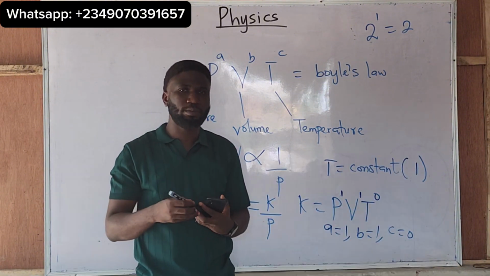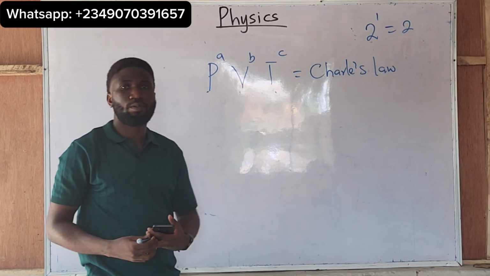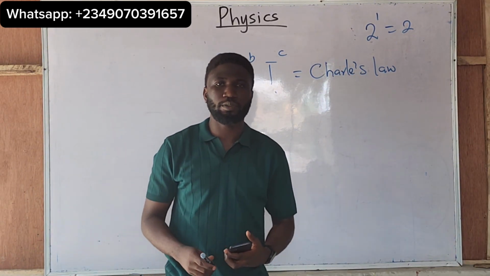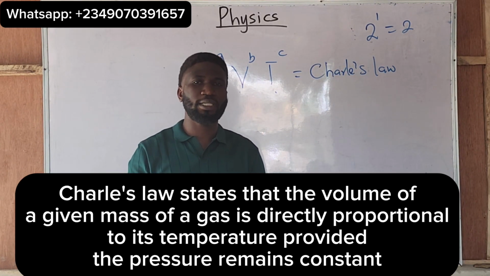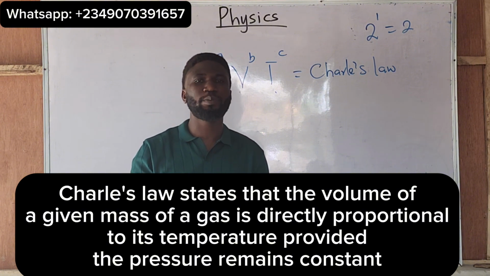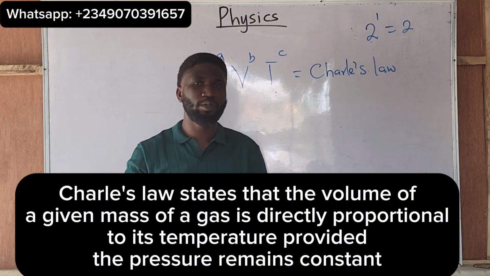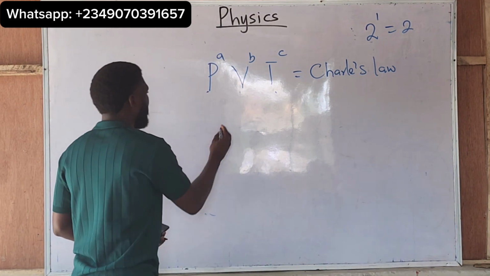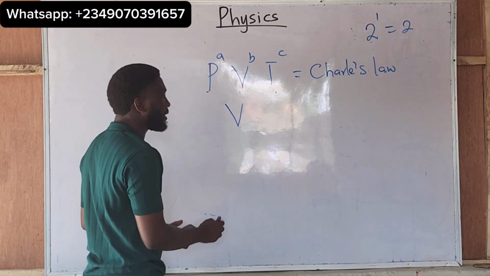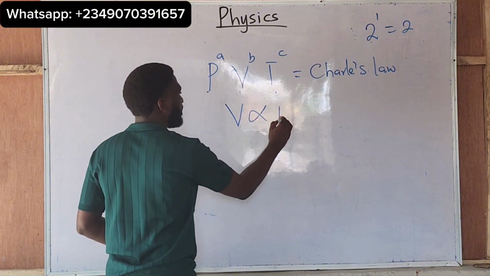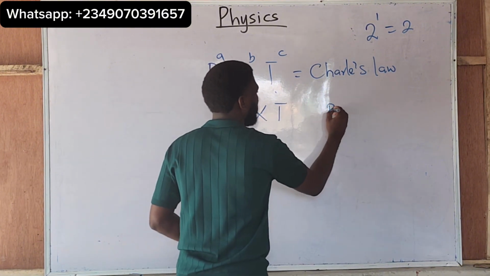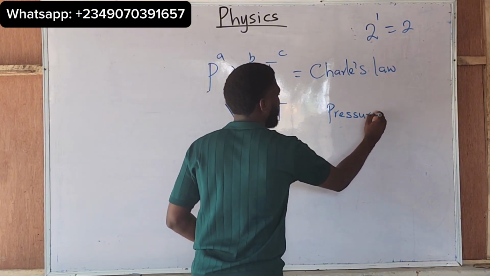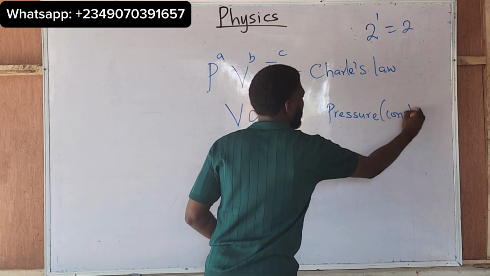So let's do it for Charles' law. What is Charles' law? Charles' law states that the volume of a given mass of a gas is directly proportional to its temperature, provided the pressure remains constant. Mathematically, the volume of a given mass of a gas is directly proportional to its temperature, provided the pressure remains constant. So pressure there is a constant value.